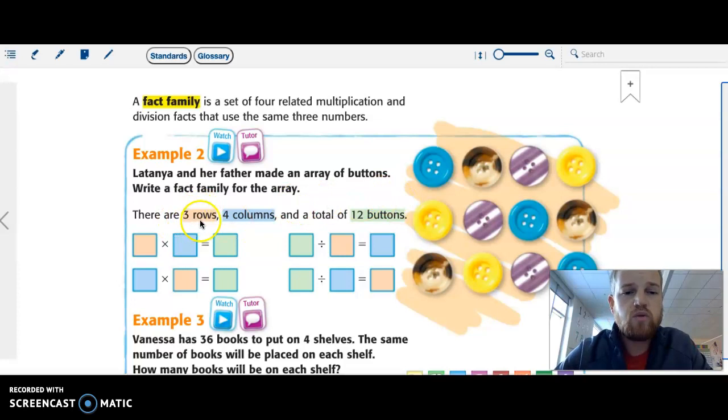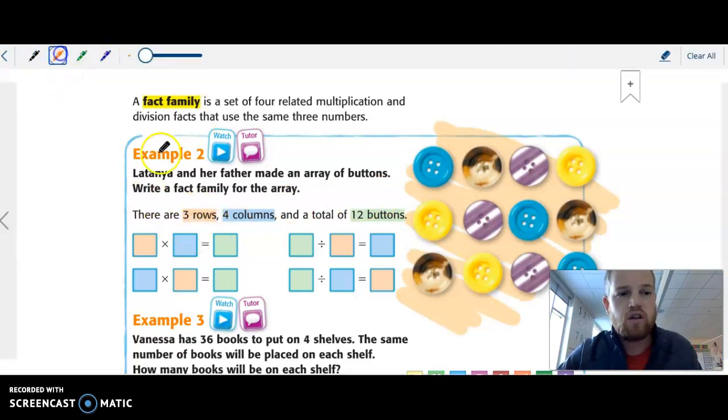So what we're going to do here is we have our nice color coordination. We have orange. Orange is going to be our 3 rows, and that's going to be rows whenever we see that orange. We have blue. Blue is going to be our columns. And green's going to be our total.